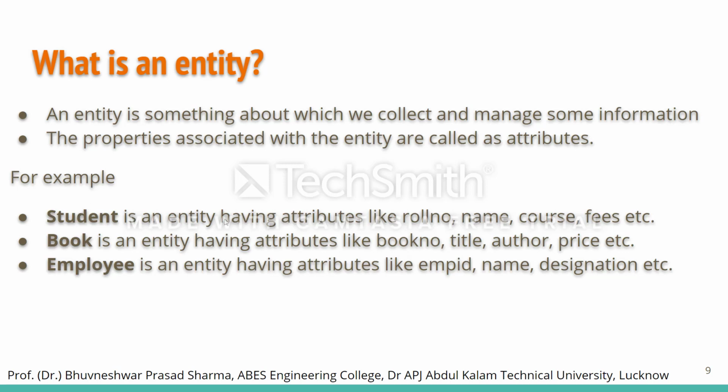Student is an entity having attributes like roll number, name, course, fees, and so many other things. We can have a book as an entity, having attributes like book number, title, author, price, etc. Then we can have an employee as an entity having attributes like employee ID, name, designation, etc. So these are all entities. Entity is like a noun: a person, place or thing. The same thing applies to an entity. Entity is something about which we collect some information.